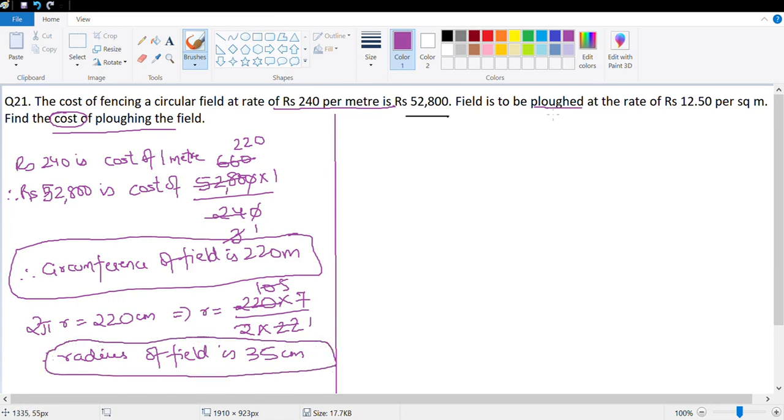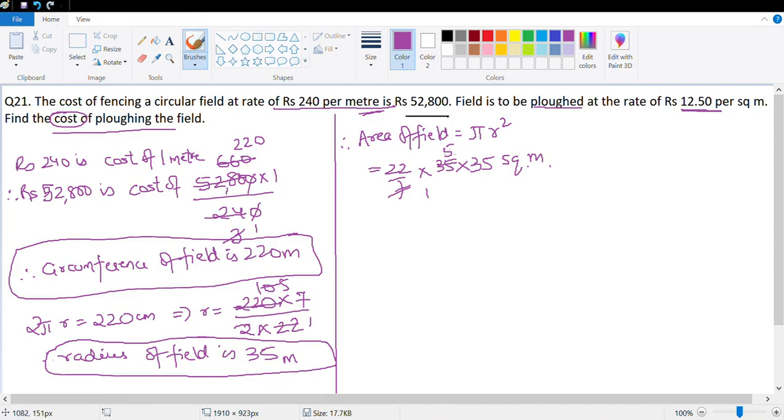Next, we need to calculate the area, because the cost of plowing the area is 12 rupee 50 paisa per square meter. Okay, therefore area of field would be equal to pi r square, which in this case is 22 upon 7 into 35 into 35 square meter. Why did I write centimeter? Yes, my mistake. This should be meter. We talk about area of a field. Perfect. So this is meter, and this will be square meter.